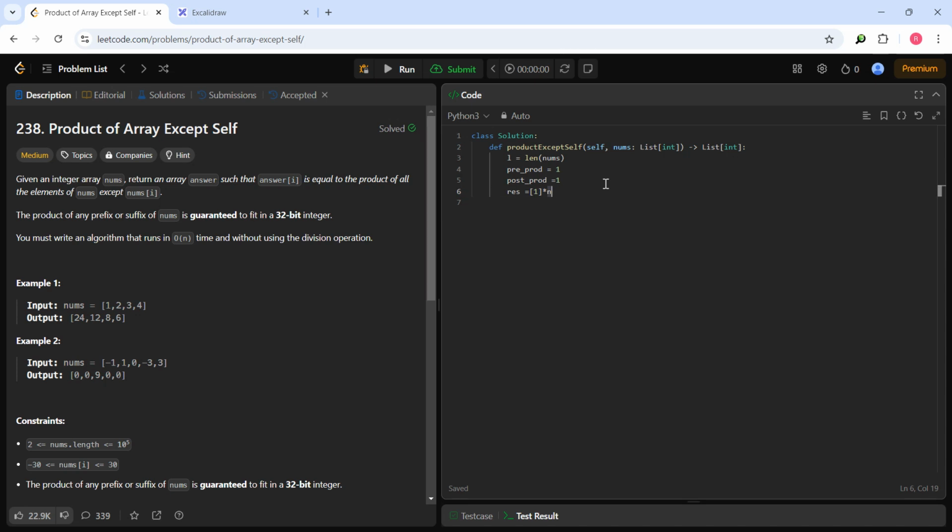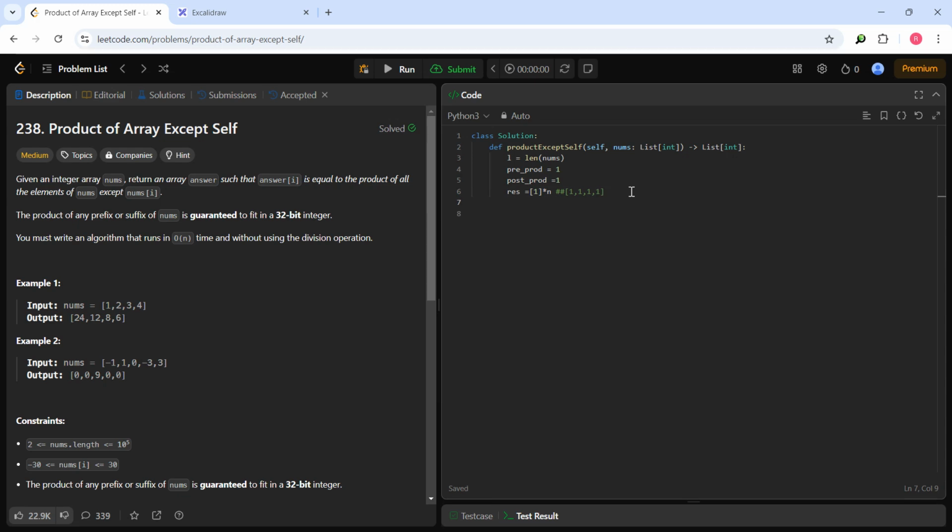So in Python, if you write this, we will get a list that is populated by the value 1, L times. So for the first example, the length would be 4, and we will get this result: 1, 1, 1, 1, four ones. When we write 1 times n, that many values of 1 will be there in our product, in our answer. So we have all the variables that we require.